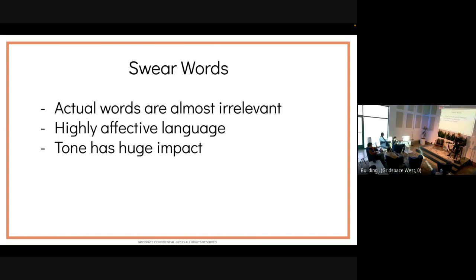Swear words. This is another example where the actual words are somewhat irrelevant. It's a highly effective language use. It depends on how you relate those words. There was a study where children were told in class that they weren't allowed to say swear words. They had to replace them with the words "swear word." These kids went home, and after a couple of months, they're sat around the dinner table, and one of the kids turns to the other and goes, "Oh my God, you're such a swear word."